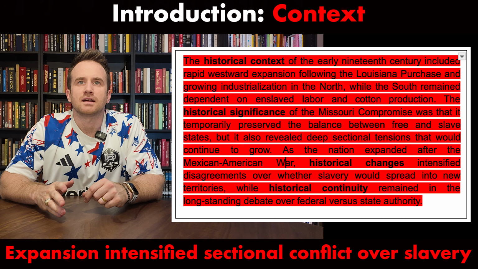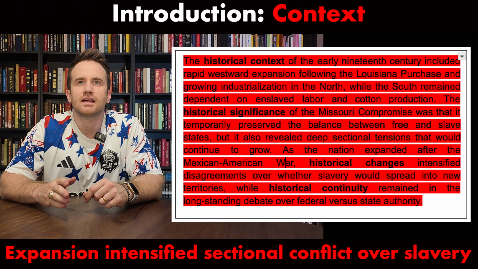The historical context of the early 19th century included rapid westward expansion following the Louisiana Purchase and growing industrialization in the North, while the South remained dependent on enslaved labor and cotton production.